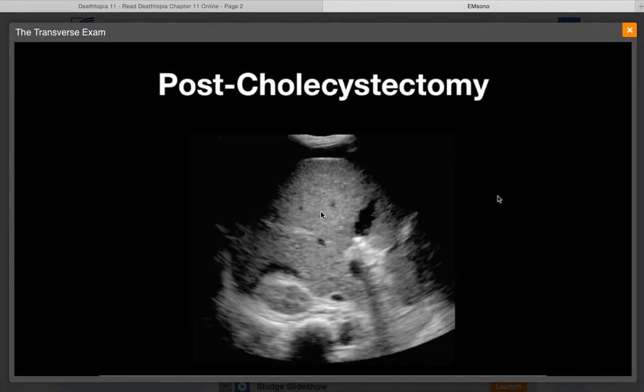Here we have a patient who has had their gallbladder out remotely. This is a patient with underlying liver disease as well as ascites. You can see on this transverse view here that within the gallbladder fossa there is no gallbladder, but you can see these echogenic foci with posterior shadowing. These are the surgical clips from their prior cholecystectomy.